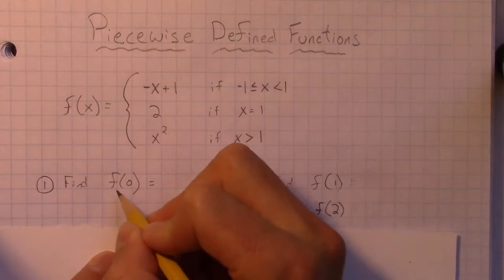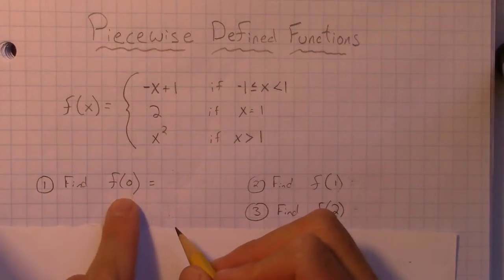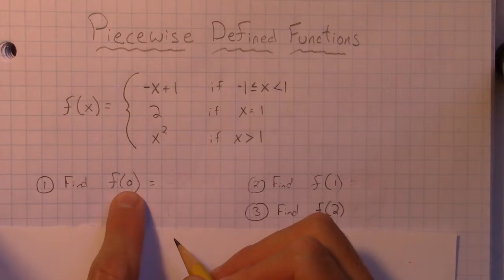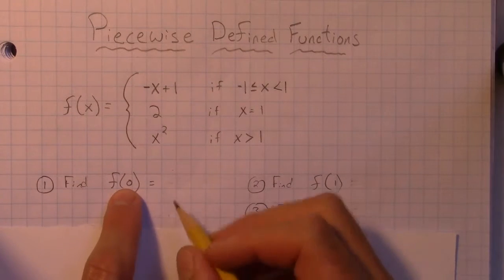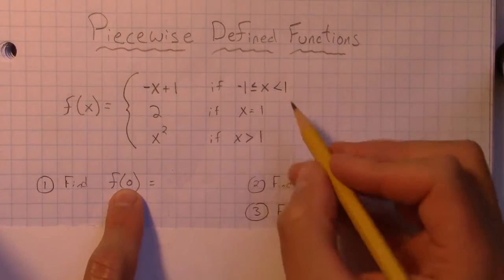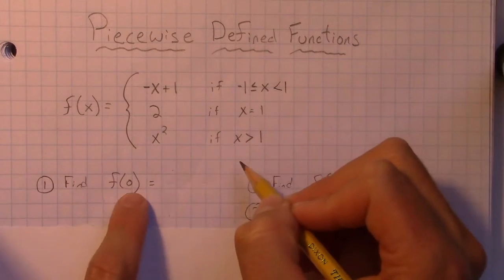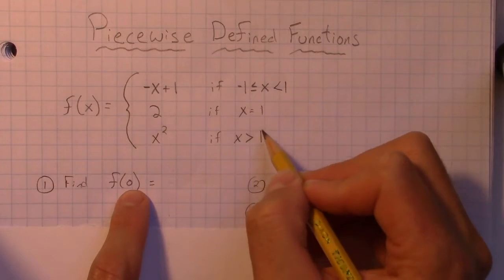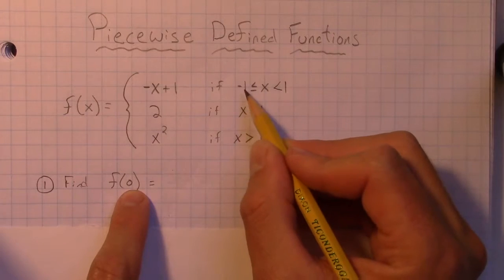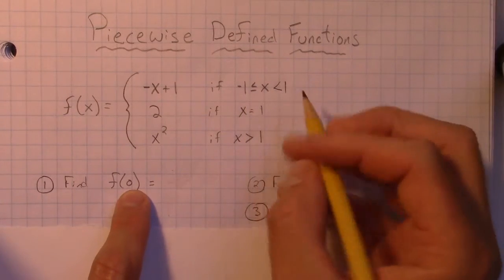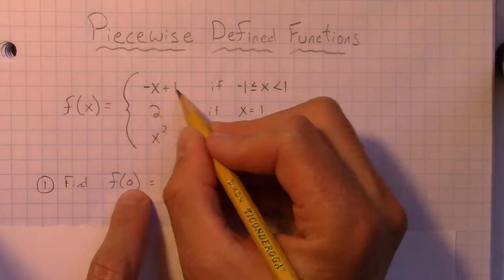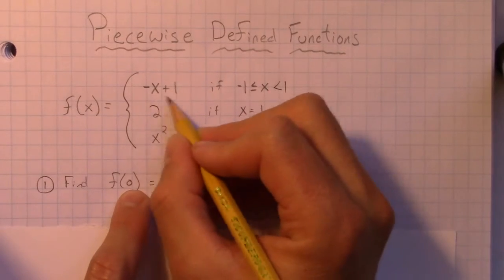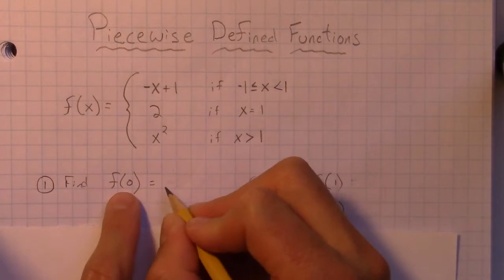So find f of 0. Well, okay, this is where the x normally lives, but there's a 0 there. So now we just need to figure out what category it lives in. Does it fit in this one, or this one? Well, x being 0, it's not greater than 1. It's not equal to 1. It's definitely between negative 1, including this, and 1. So it fits in this category, so we're going to apply this piece.